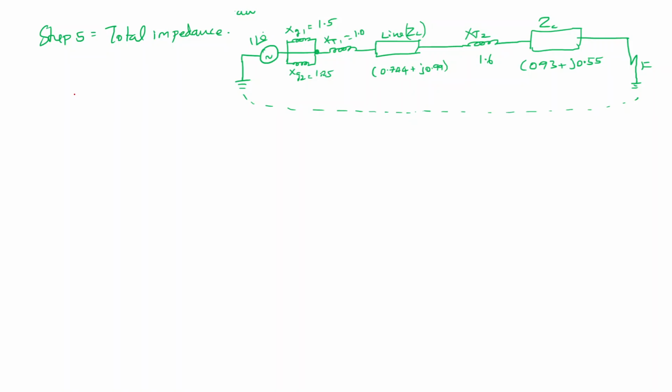Before that, here one parallel combination is there. Convert this parallel into series and then add all the things and you will get the value. So 1.5 into 1.25 divided by 1.5 plus 1.25. What is the value? 0.68, sir. Very good. Add it with all the others, with XT1, ZL, XT2, ZC, and tell me the total value.